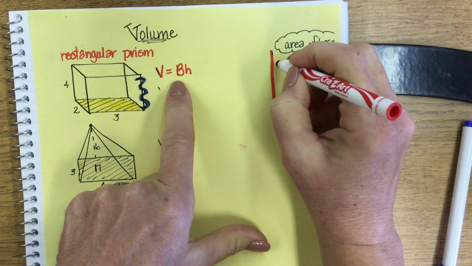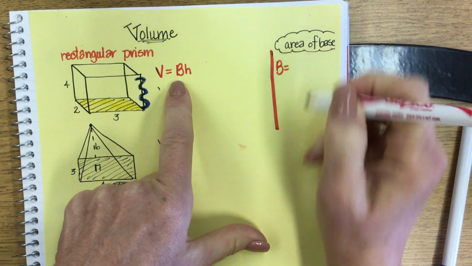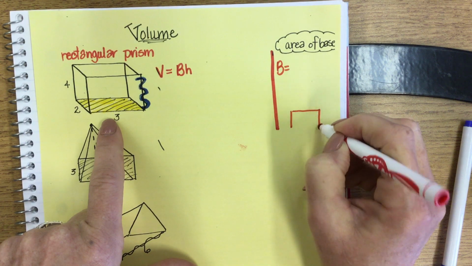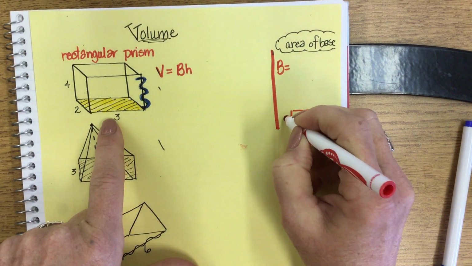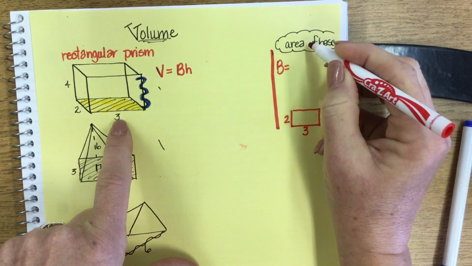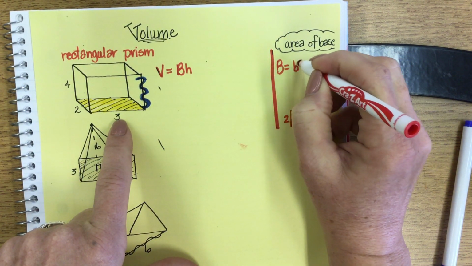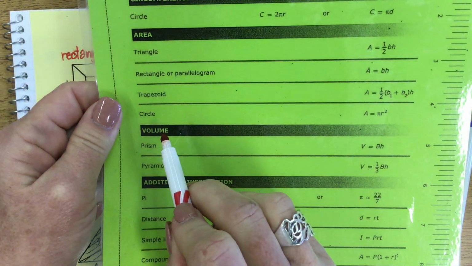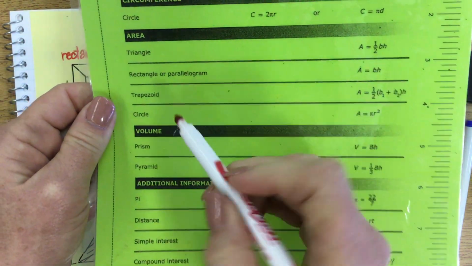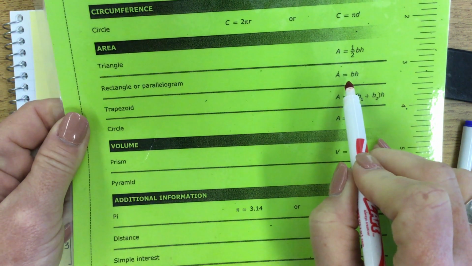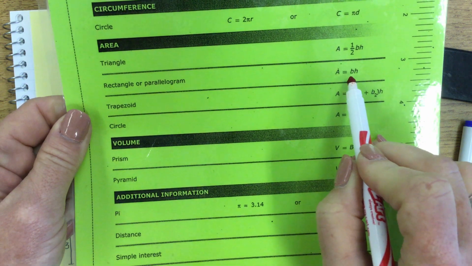So what is big B? What I like to do is draw your shape. Okay, and I have the dimensions 2 and a 3. Because the area of a rectangle is base times height, isn't it? Because I'm not working with volume when I'm finding the area of a base. And so I find that it's a rectangle, and if you notice, the formula is the area is equal to base times height.